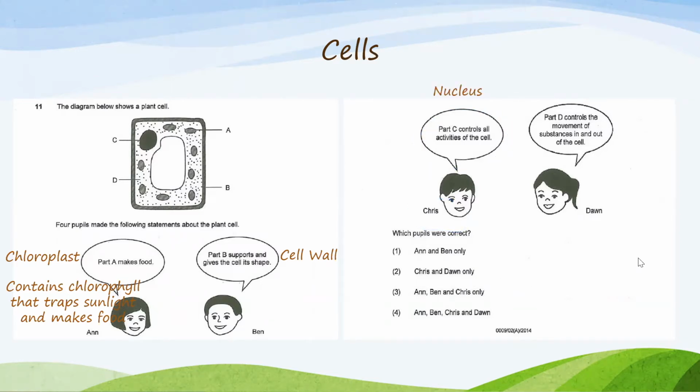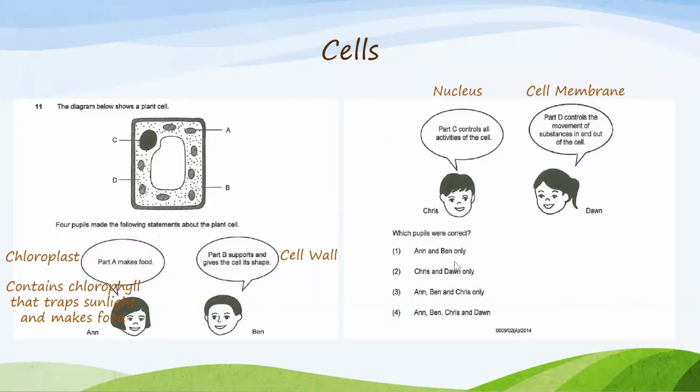Lastly, let's take a look at Don. Don says that part D controls the movement of substances in and out of the cell. Let's take a look at part D. D over here is showing the cytoplasm. So what is the cytoplasm? The cytoplasm is the jelly-like substance that fills the cell. So does it control the movement of substances in and out of the cell? No. So Don got it wrong.